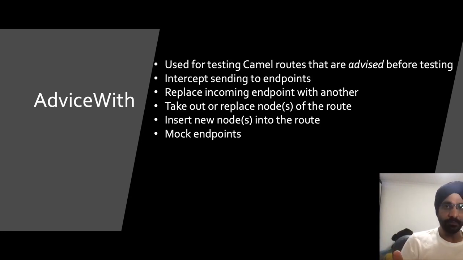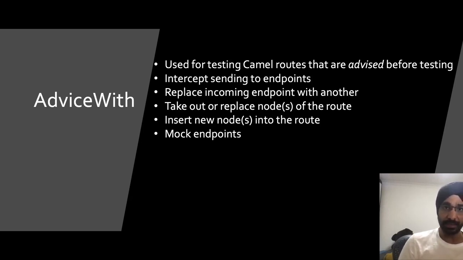But you still like to test it, and the only way of testing it is to send a message, and there should be a way of consuming the message somewhere, so you can verify that message, i.e. the content of that message. This is where AdviceWith comes in. It is used for testing Camel routes that are advised before testing. It basically intercepts sending to endpoints, replaces an incoming endpoint with another.